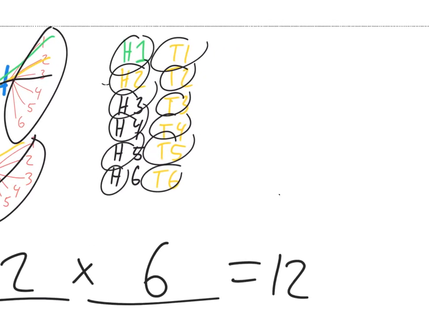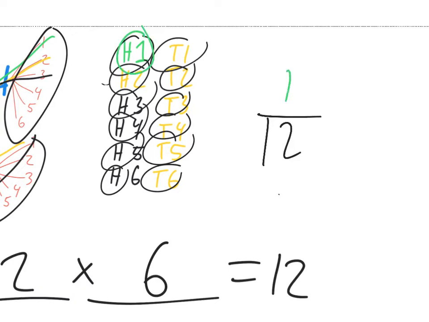Now, could I compare these two? I know that I have 12 total options. Let's say I wanted to find the probability of flipping a heads and then rolling a 1. Well, there's only one of those right there. That would be a 1 in 12 chance of that happening. Any single one of these options right here, because they're the only one of their kind, would be a 1 in 12 chance of happening.